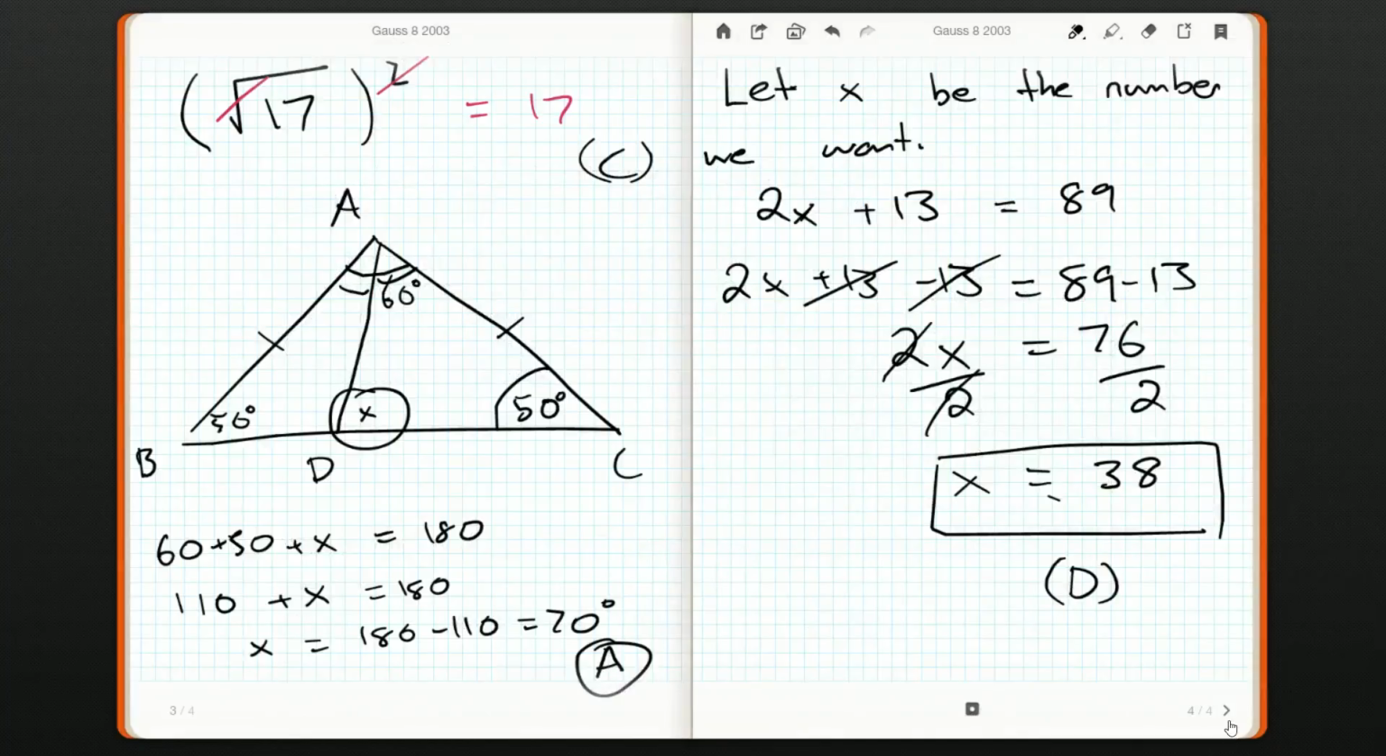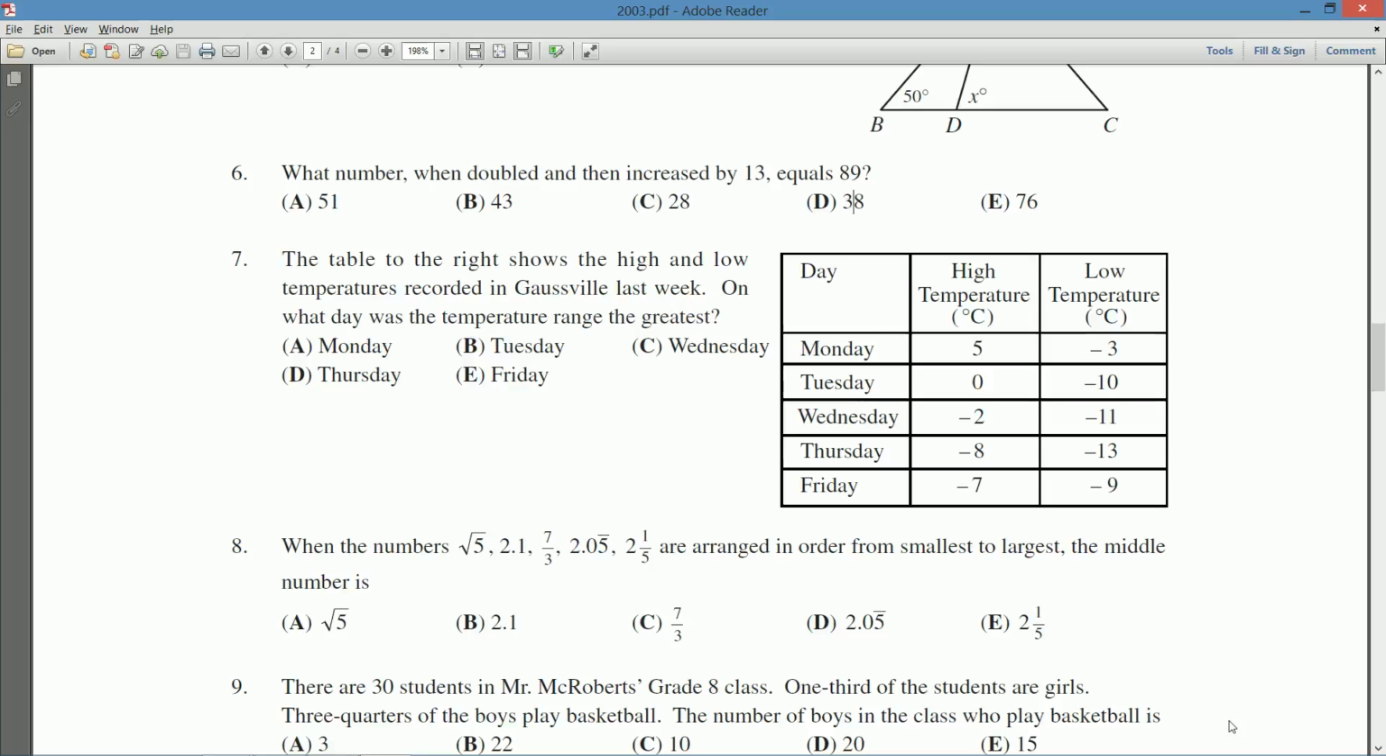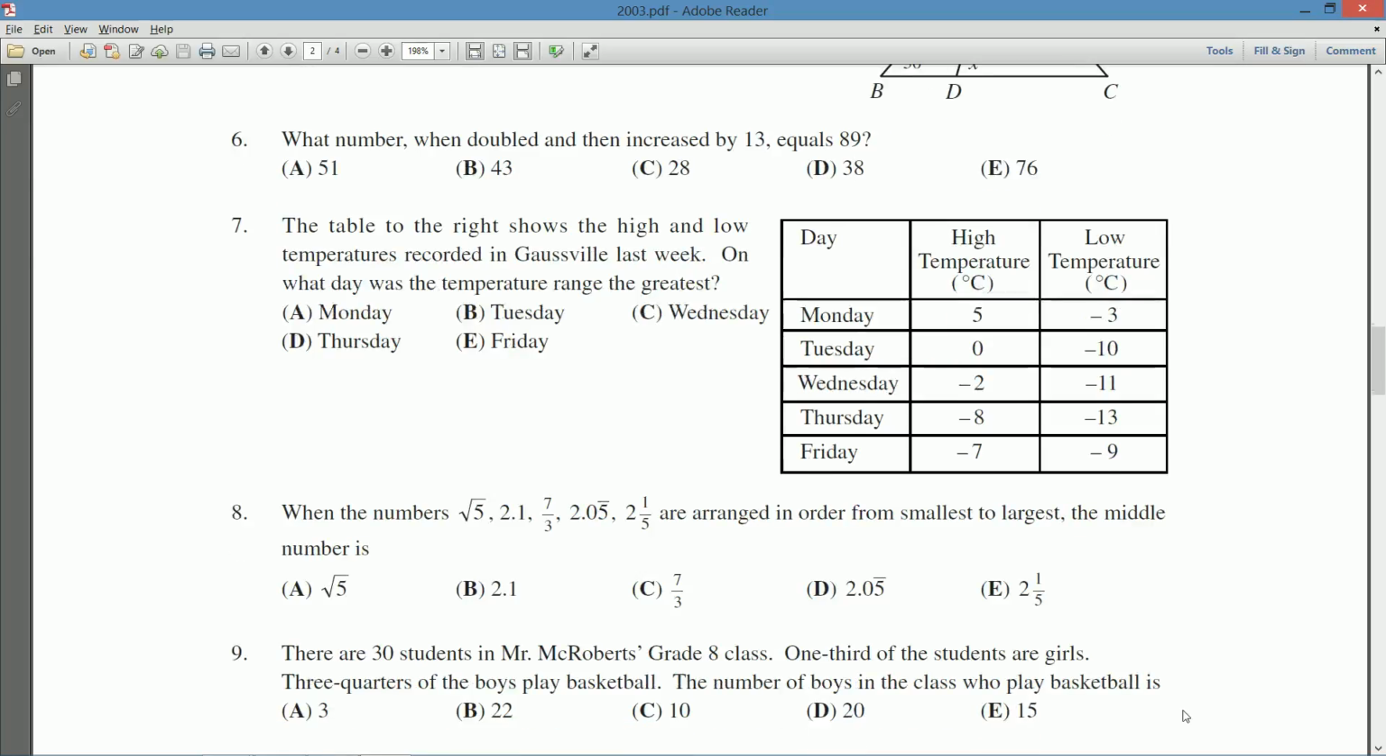Okay. So in anticipation of the next question, we're going to eagerly flip open to the next available fresh page in our notebook. And we're going to start looking at question 7, but I won't start solving it until the next video. And I'll see you guys there.